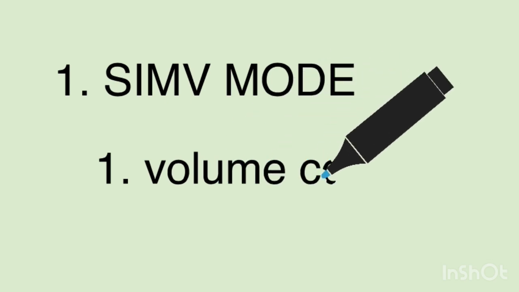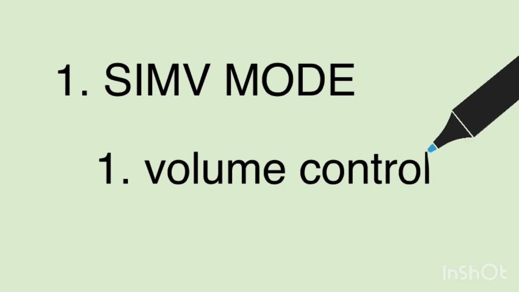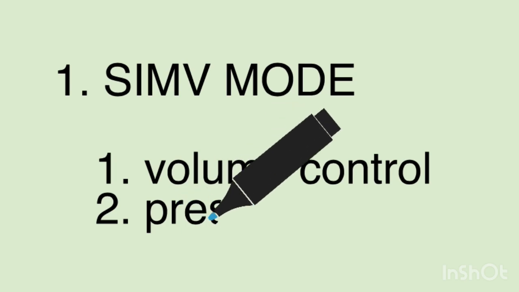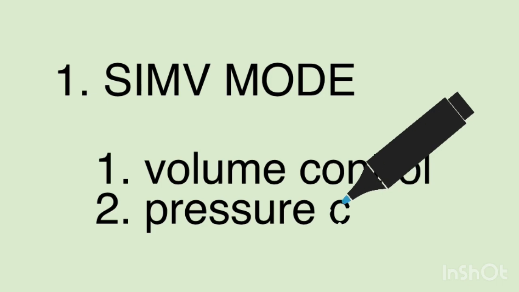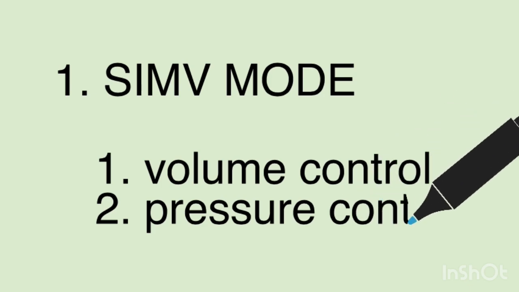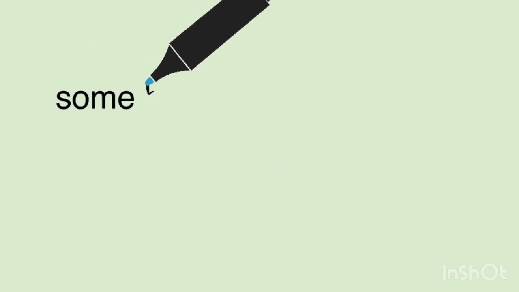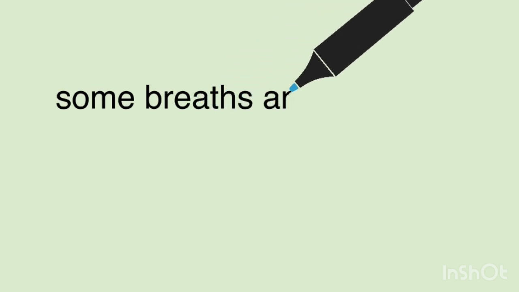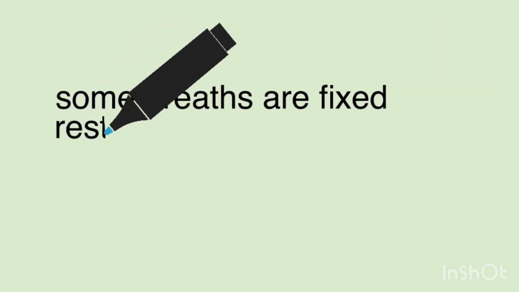SIMV means synchronized intermittent mandatory ventilation. This one also has two main modes, volume control and pressure control, same as the assisted control ventilation mode. One is volume control, the other is pressure control. So what happens in SIMV mode is that we fix some number of breaths. For example, we can fix 8 breaths, 10 breaths, 12 breaths, like fixing the rate.